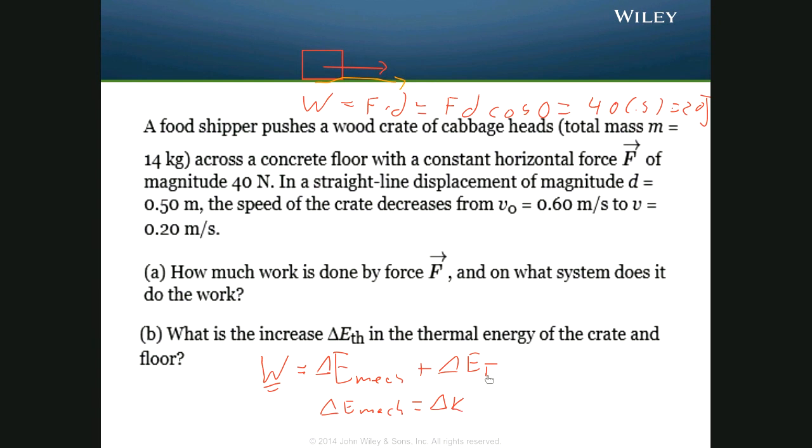You'll notice we have V naught and V here. So we can write final minus initial. All right, and if we plug that in, I don't know what we get if we plug all that in.